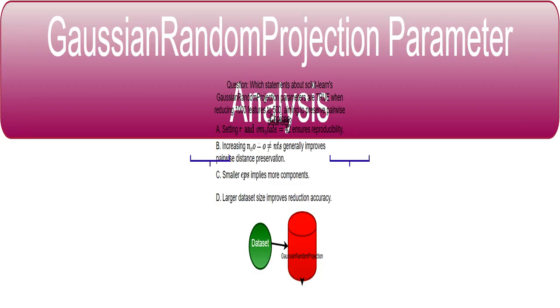As this section title indicates, we'll be analyzing parameters within scikit-learn's Gaussian random projection function, focusing on how these parameters affect the dimensionality reduction process. Specifically, we will investigate the impact of _random_state, _n_components and _eps on the projection's accuracy and reproducibility. We'll also explore how the dataset size influences the overall quality of the dimensionality reduction. Think of it like adjusting knobs on a machine to optimize its output.